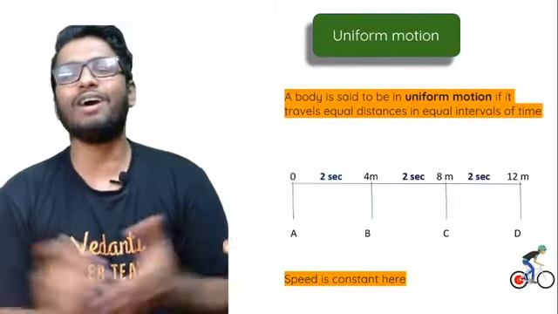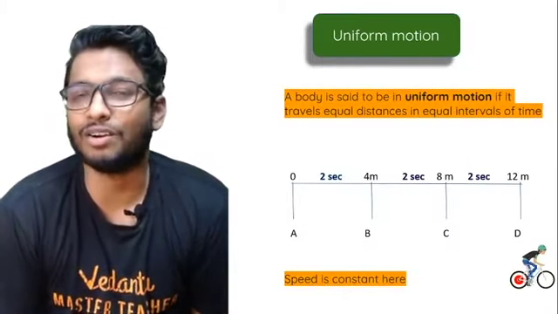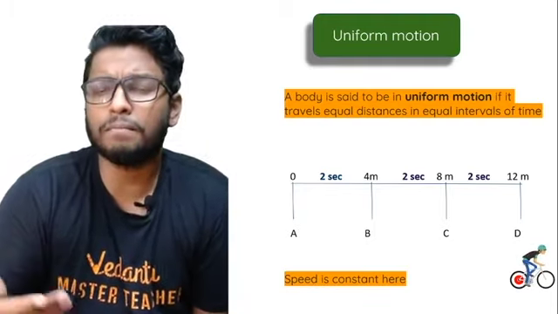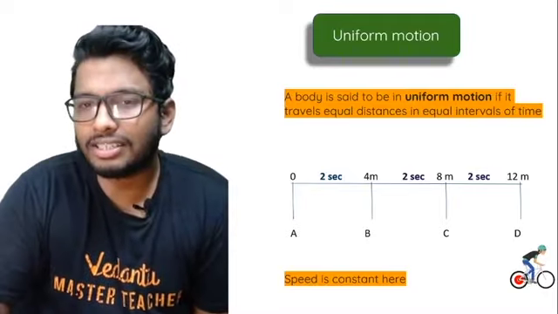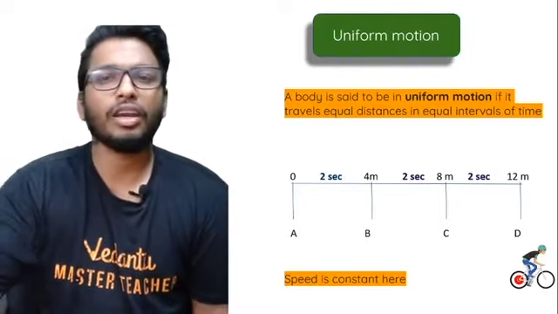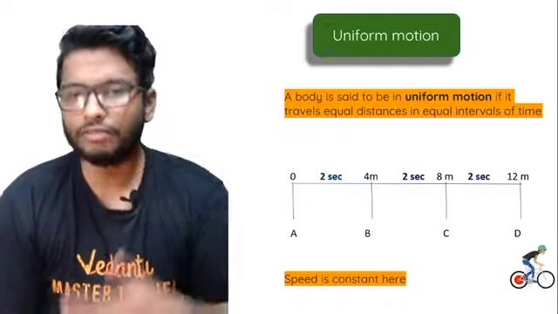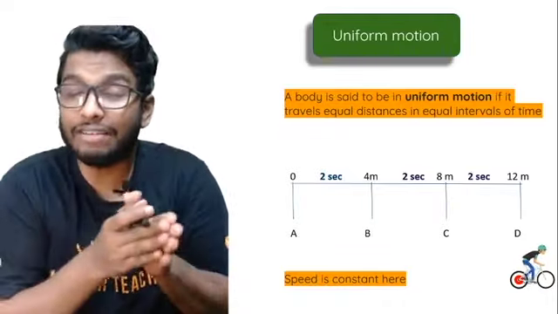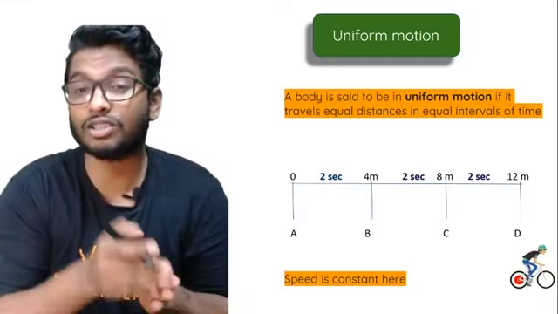Anyways, with that said, now let us understand uniform motion and non-uniform motion. So here's the thing: uniform motion is when a body is covering equal distance at equal intervals of time. You can say that the body is moving in uniform motion. For example, in this situation, the person is cycling and every 2 seconds, he's covering a distance of 4 meters.